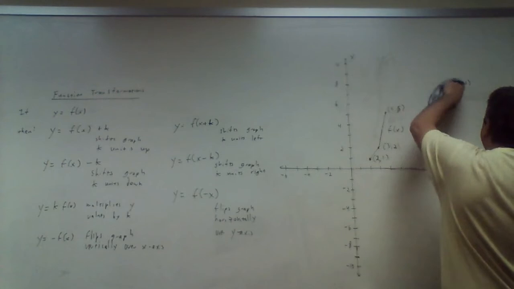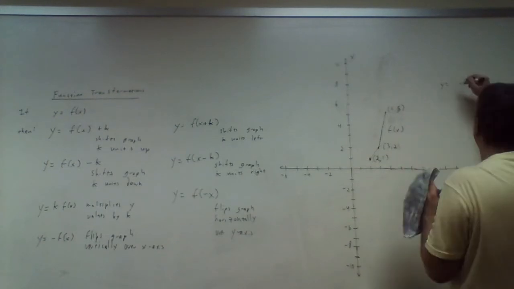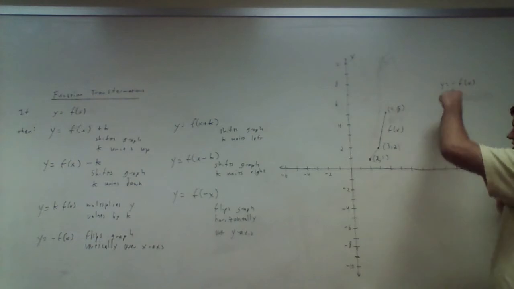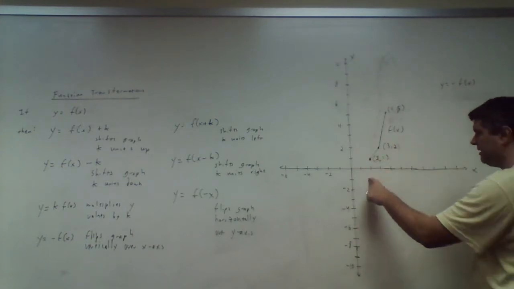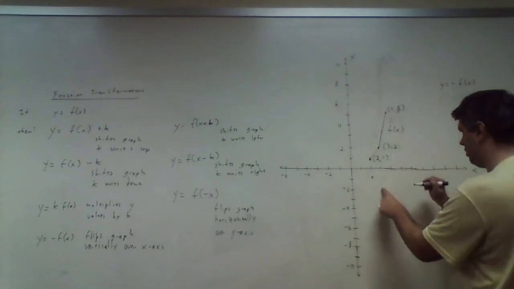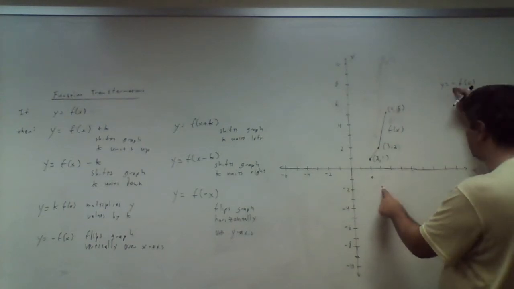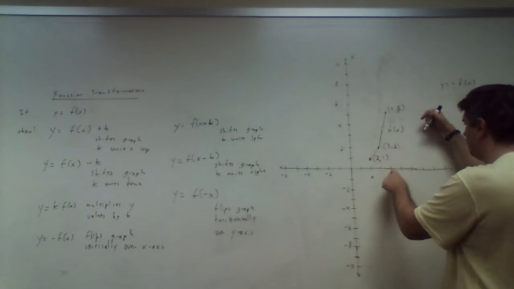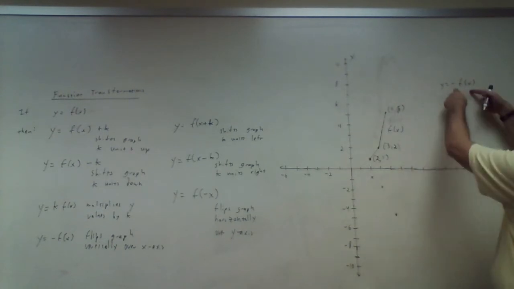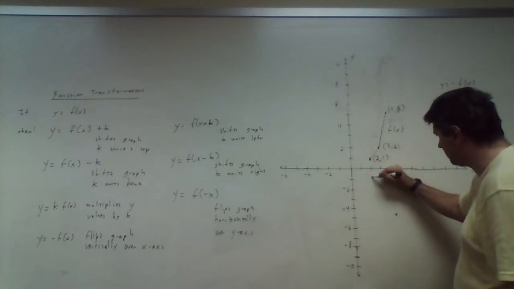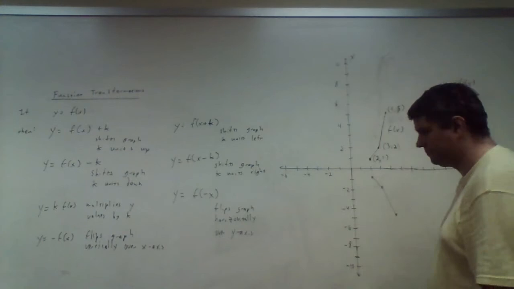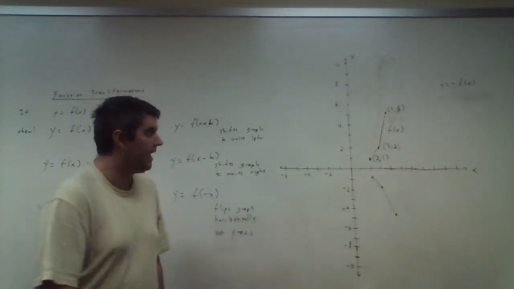If I have y equals negative f of x, then all of my y coordinates change signs. So now I have 2, negative 1. I have 3, negative 2. And I have 4, negative 5. It changes the signs of all the original y coordinates. Like so. Okay, that's the new y.